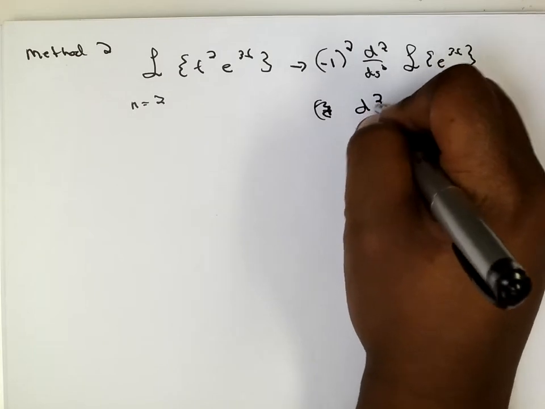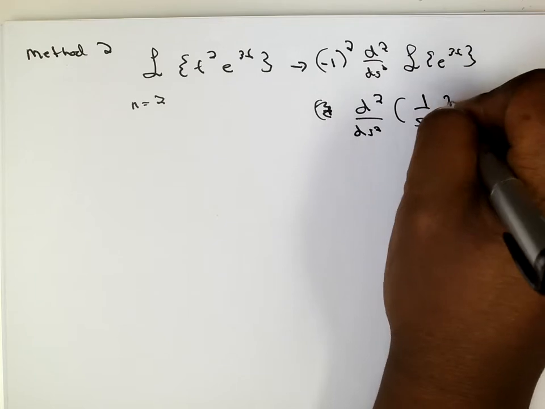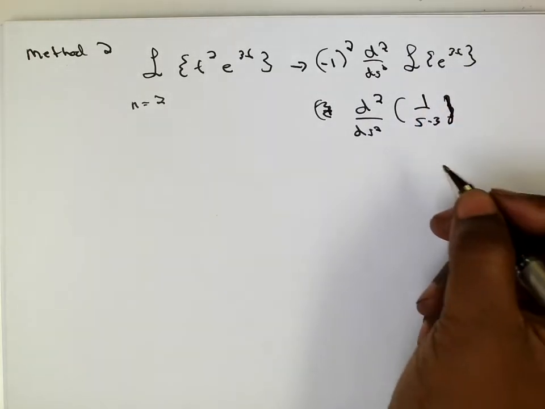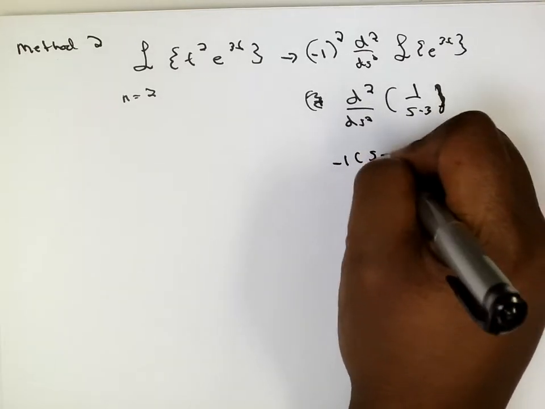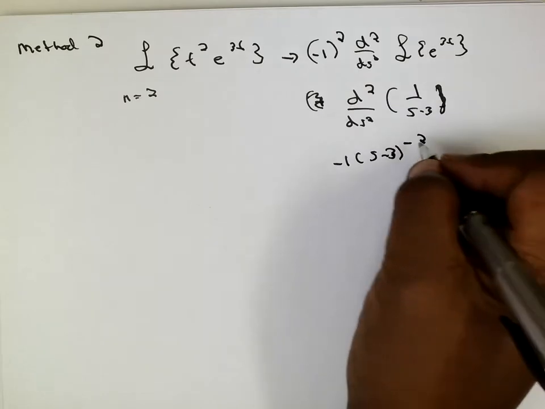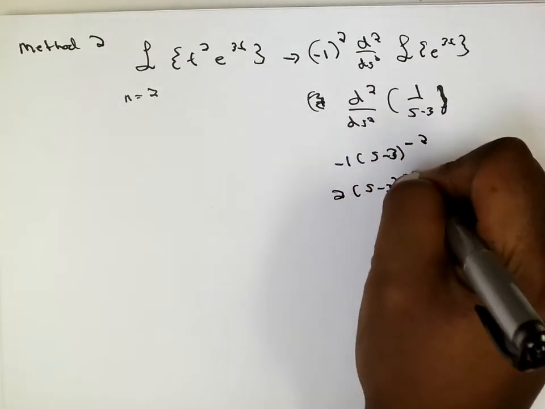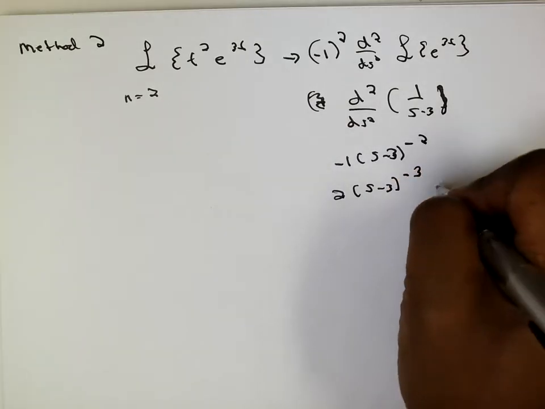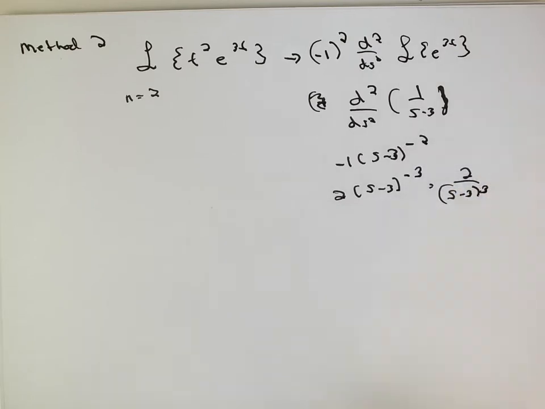So I need to take the second derivative of 1 over s minus 3, because that's the Laplace transform. So the first derivative would be negative 1 times (s minus 3) to the negative 2 power. And then the second derivative is going to give me 2 times (s minus 3) to the negative 3 power, which is just 2 over (s minus 3) cubed. And that's the exact same answer I got when I did it with the shifts.